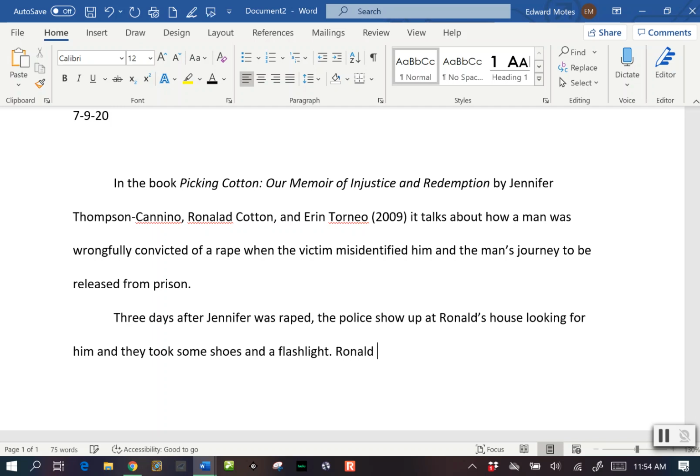Ronald immediately goes to the police station to clear his name. Okay? And now there are more details involved in this, how he took a neighbor's car, picked up his girlfriend, things like that. But we just want the important parts. Okay?